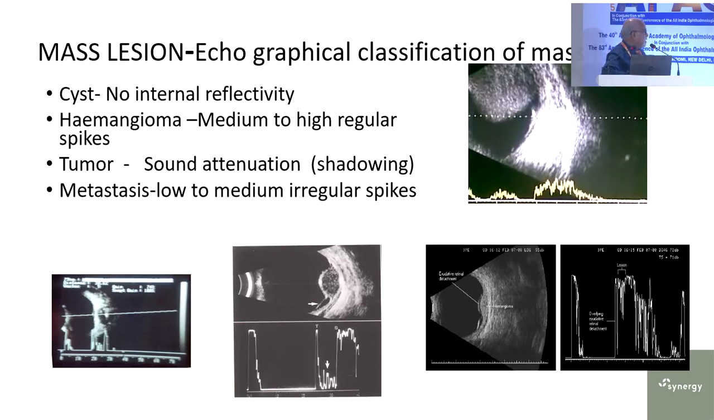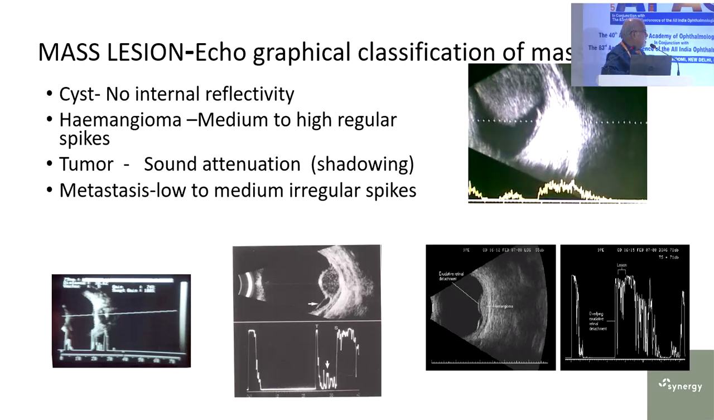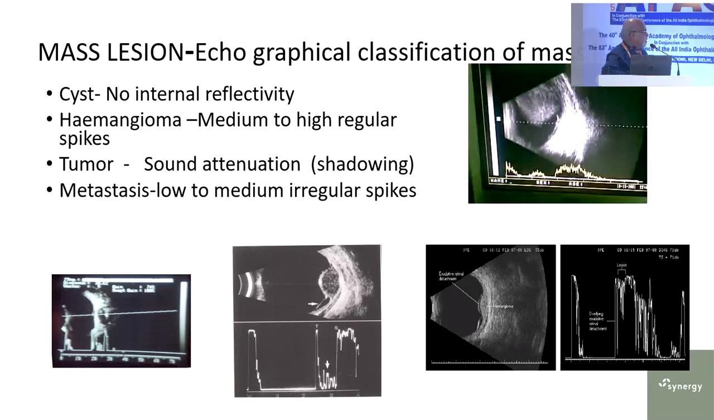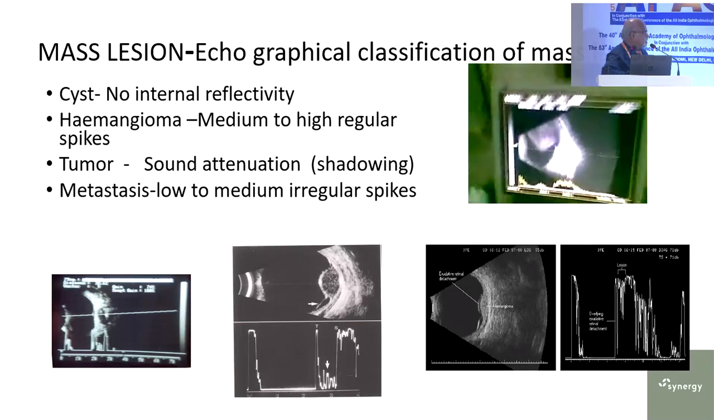If you see here, this is a cyst. This one is a tumor. See here, the peak just goes down. Angle kappa is so large. And here you will find it goes like this, and this is basically a hemangioma.